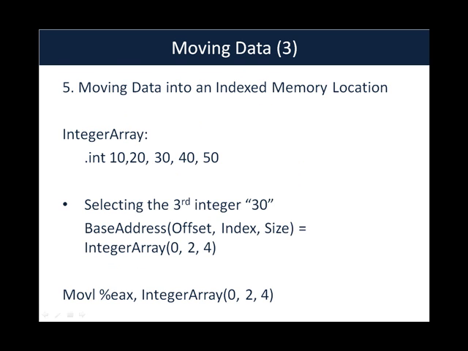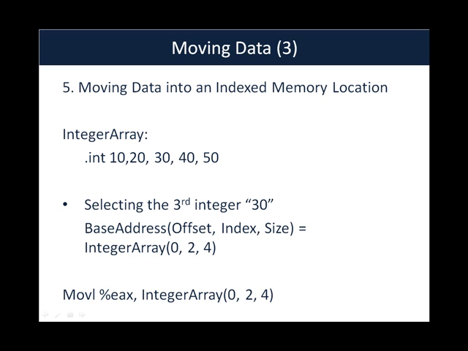The fifth variation is actually using indexed memory locations. Now this is something which is slightly interesting and tricky. So if you remember in the previous video, we had defined an integer array and it contained 10, 20, 30, 40 and 50. Now how could one go ahead and selectively, let's say, copy a value into the third element, which is 30? Now in order to do that, the way in which we need to mention that to the assembler is basically by mentioning a base address, open up brackets, mention the offset, the index and the size. Now this isn't as complicated as it might sound.